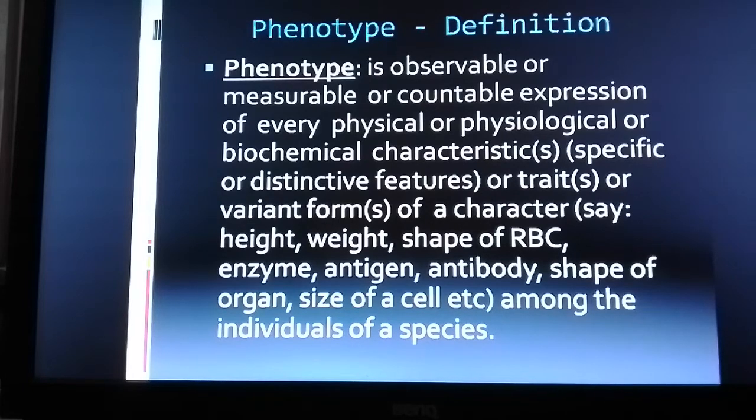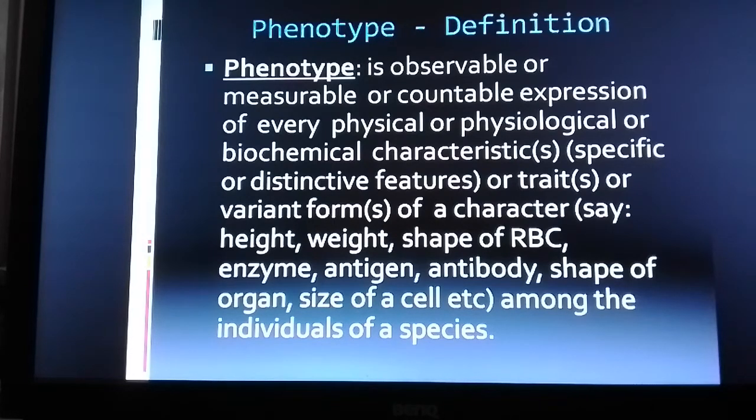If you say height in a population of individuals, you can say how many are 6 feet, how many are of 5 feet, how many are 5.5. So there come 3 phenotypes, the height at 5 feet, height at 6 feet, height at 5.6. So every variant may be counted as a phenotype.